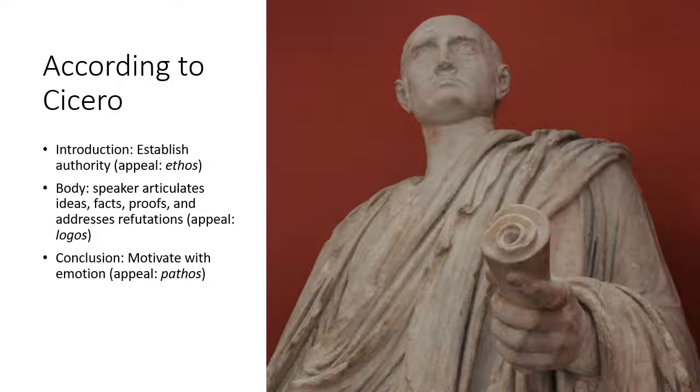In the body of the speech, the speaker articulates ideas, facts, proofs, and addresses refutations, appeal: logos. And in the conclusion, the speaker draws on audience emotion to drive home the point, appeal: pathos. Do note, however, drawing on each appeal at every level of the speech will make the argument more convincing to an audience.